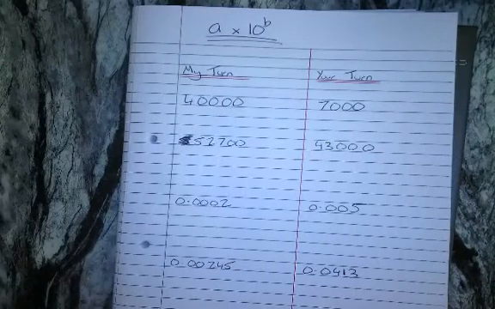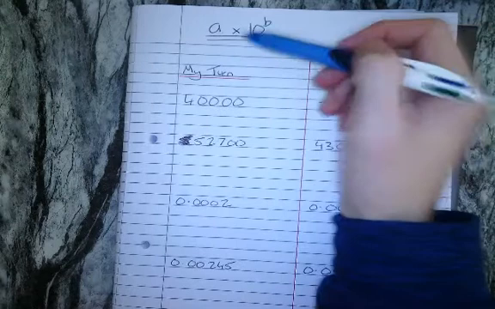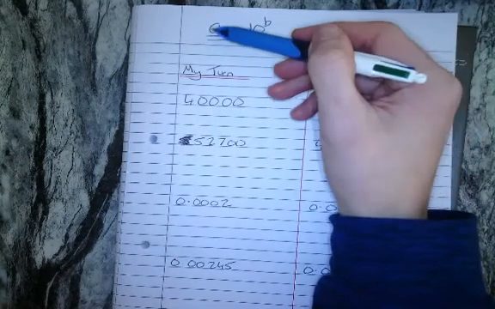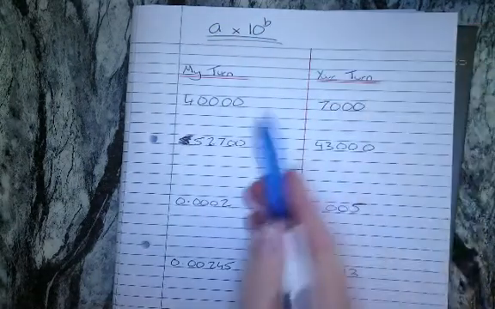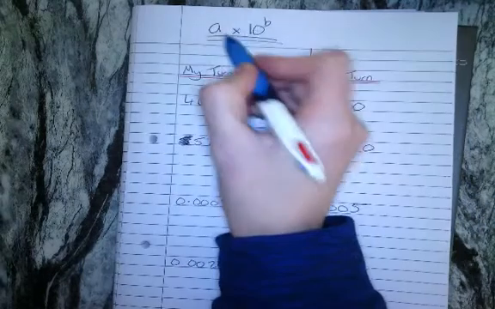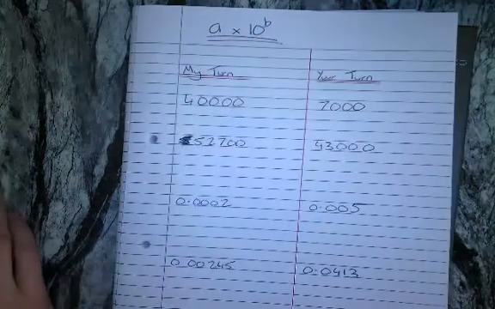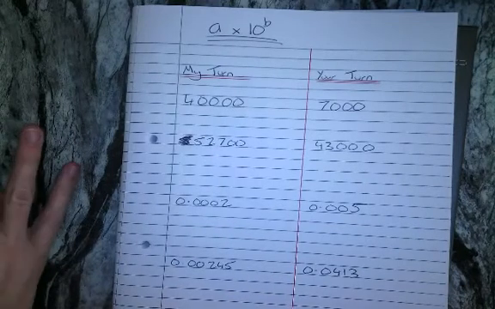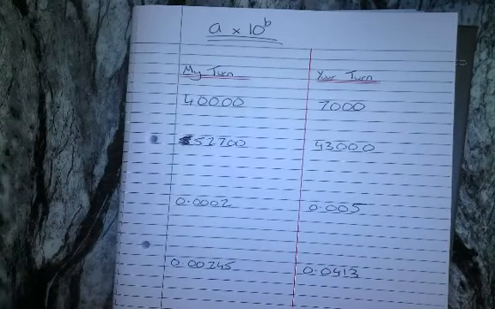Okay, so for standard form, you'll always have a number in this format: a times 10 to the power of b. So these are the two numbers. The times 10 will always be the same, and these are the two numbers that will change depending on what number you're working with. And the simple thing you need to remember is you're trying to make a number between 1 and 10. So if you can remember that, then that's your starting point for each question.